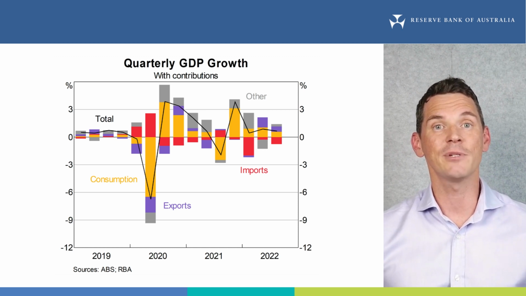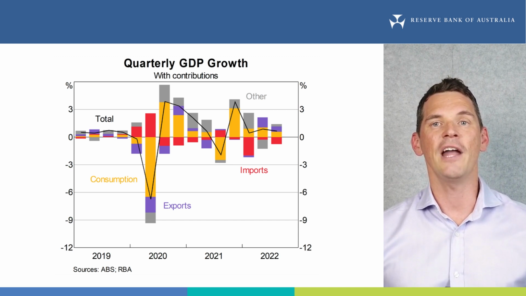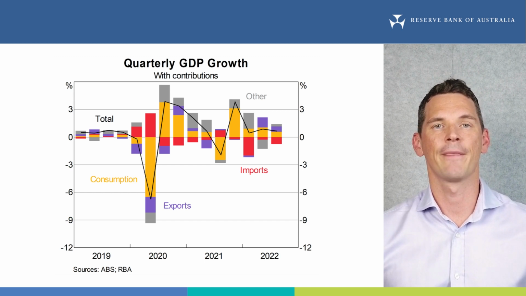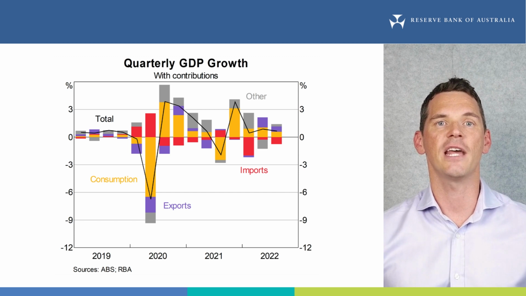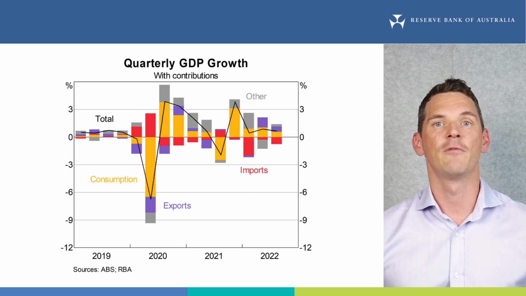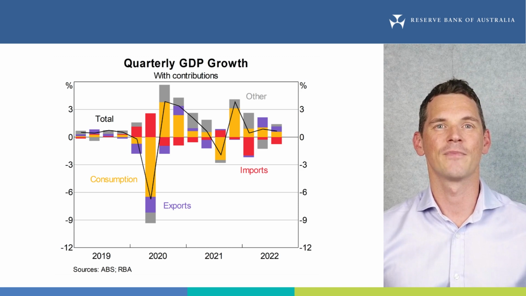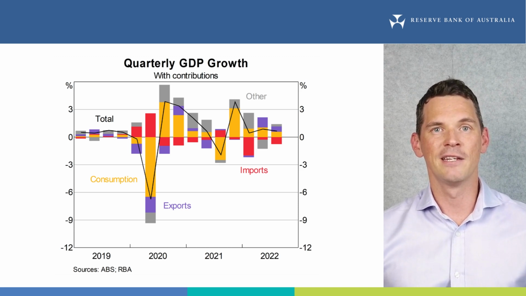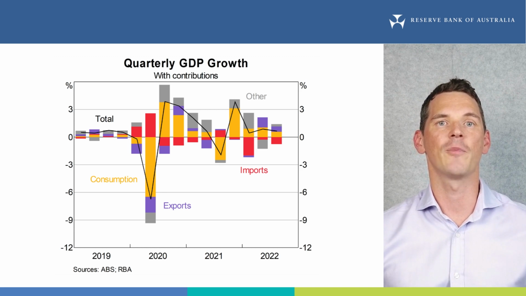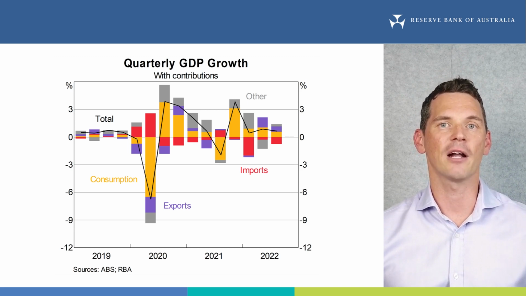Growth in household consumption, which is shown in yellow, was solid in the quarter, underpinned by an increase in spending on discretionary services. GDP growth was also boosted by continued strength in exports, in purple, reflecting strong growth in services and rural exports. Imports, in red, subtracted from growth in the quarter amid the strong demand for overseas travel by Australians and as order backlogs were filled.